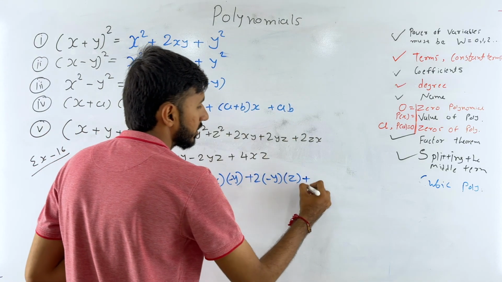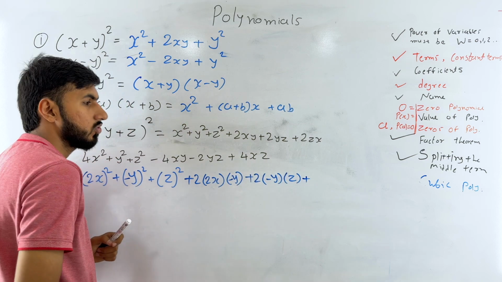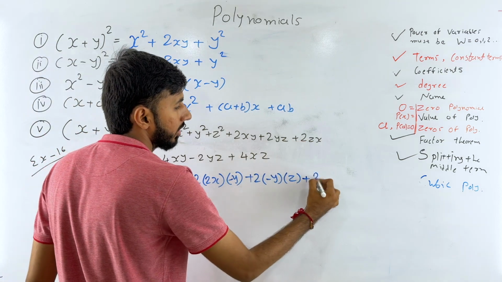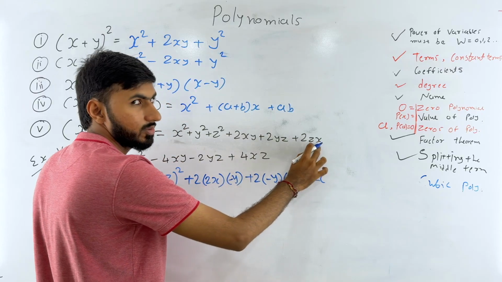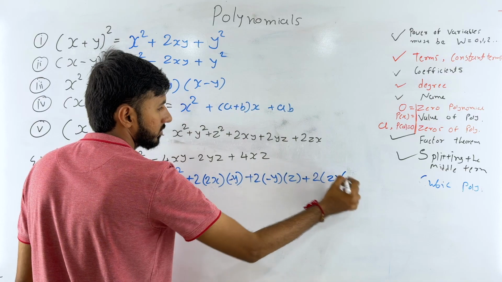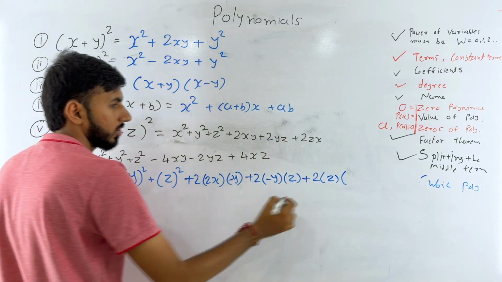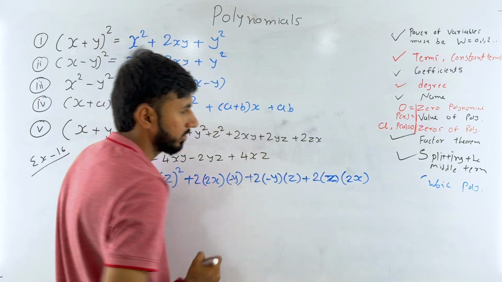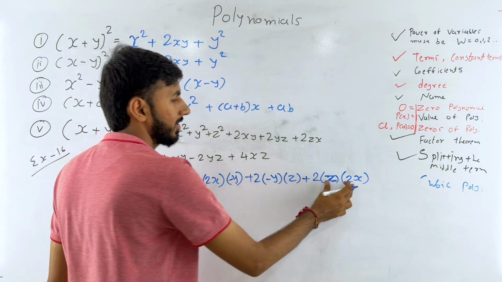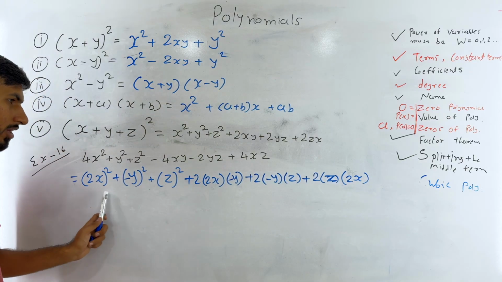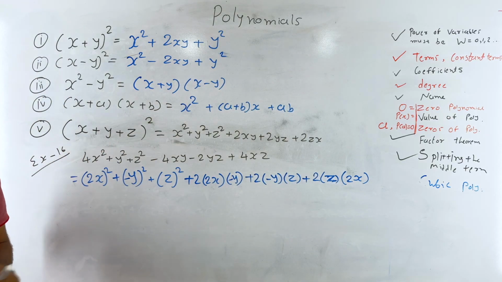Now for the last one I have 4xz. So here in the identity, my last term should look like 2 multiply last term multiply first term. So my last term is z. So I have to write z here. First term is 2x. So I have to write 2x here. This is z, this is 2x. If you simplify this, you get 4xz, right? Now it is in the format of your identity.